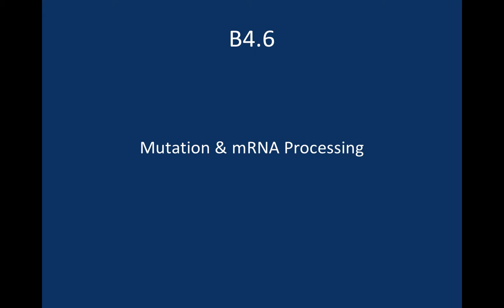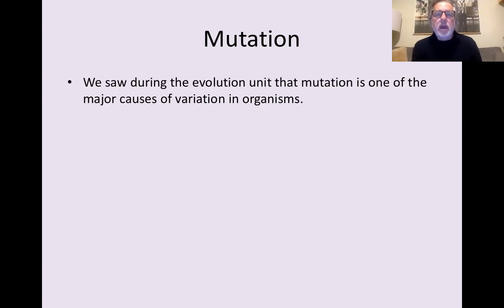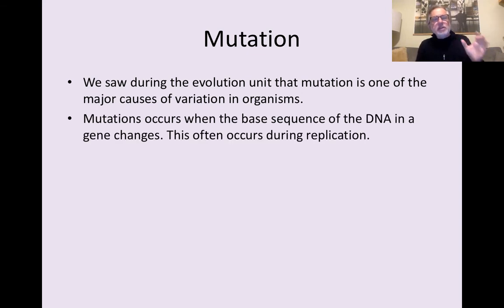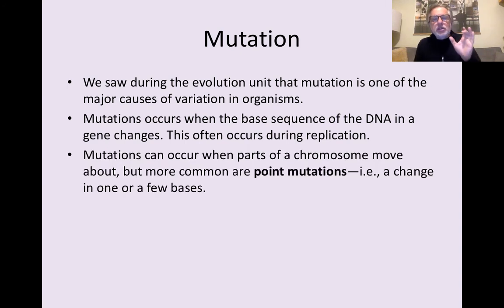So let's get started. During our unit on evolution, we saw that mutation is one of the major causes of variation in organisms, and that without variation in a population of organisms, evolution itself would not be possible. A mutation occurs when the base sequence of the DNA in the gene changes, and this often can occur during replication.